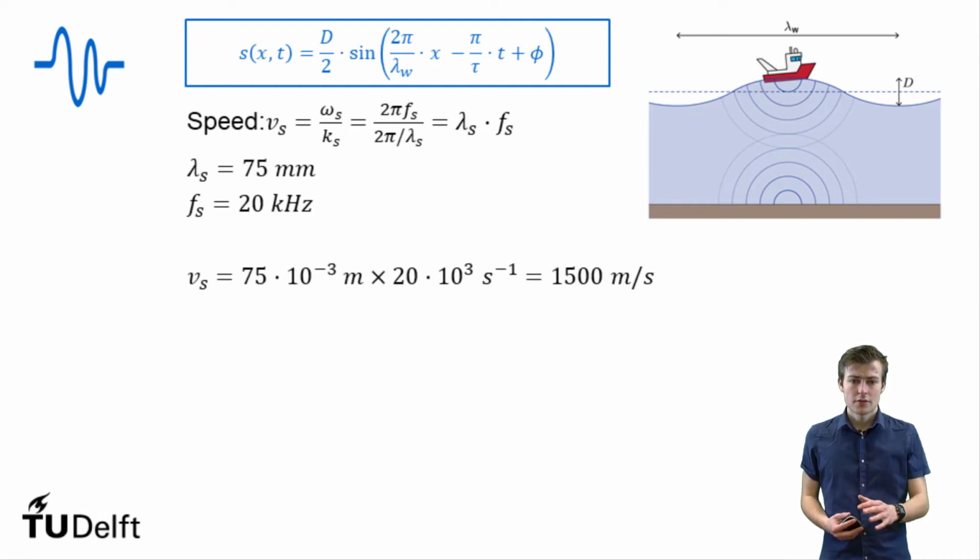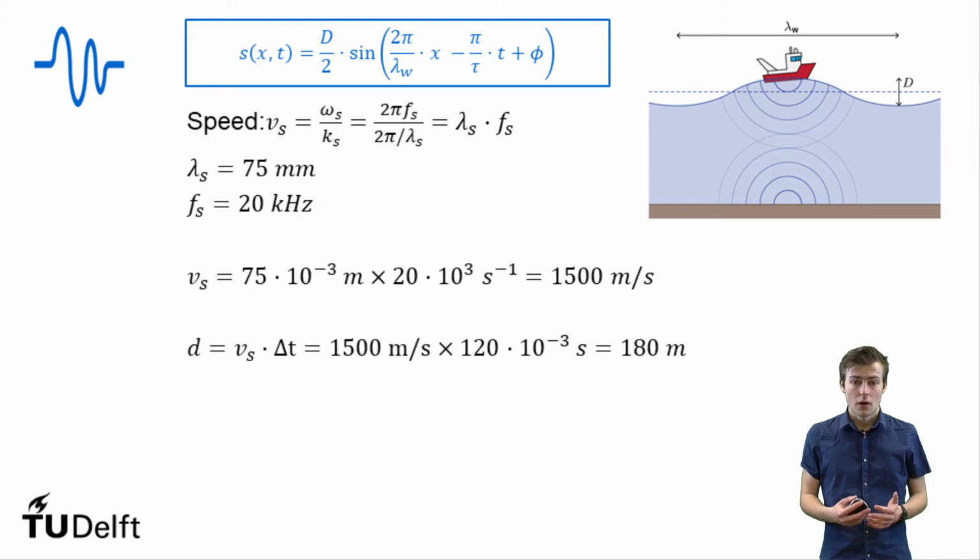Note that these are the values for the sound waves and not for the waves of the ocean, so we have two traveling waves in one situation. The time difference was given to be 120 milliseconds, so if we multiply this with the speed, we obtain that the distance is 180 meters. Note that this is the distance the sound has traveled, and it's not the actual depth of the ocean.